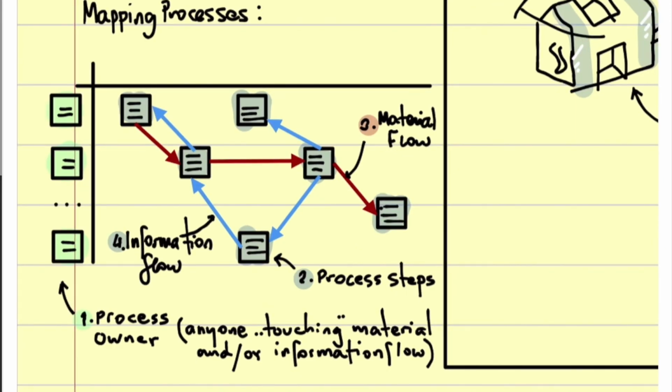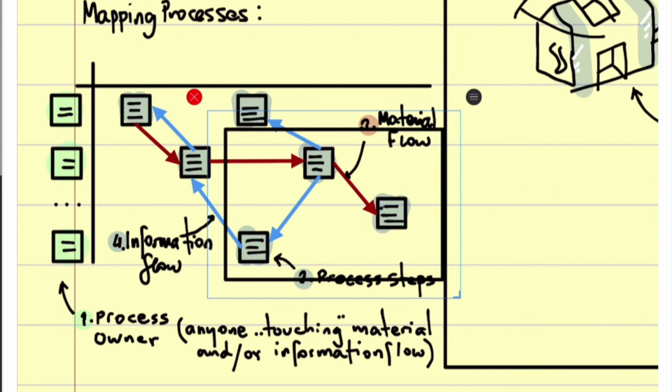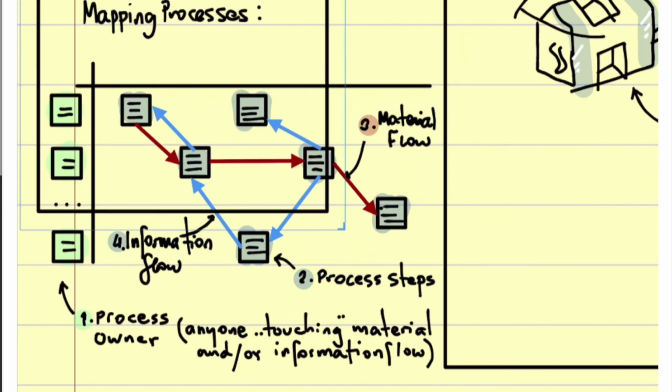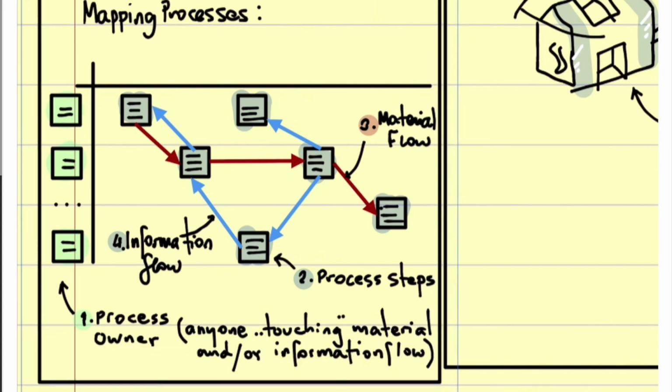Okay? So these four elements are the basic elements of mapping a process: process owners, process steps, material flow, and information flow. You can add also inventory if you want and stuff like that. As much detail as possible, and we will look at one example today.